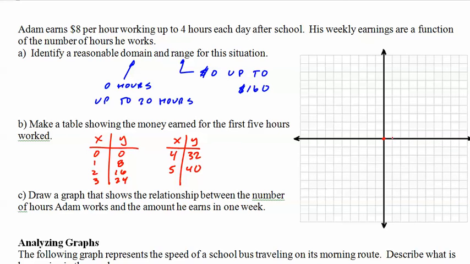0, 0. 1 is, I'm going to have to make these tick marks every 8. You know what? I want enough room to write, so I'll go every 2. 8, 16, 24, 32, 40. 1 hour, 2 hours, 3 hours, 4 hours, 5 hours. And if I had enough room, I would say about $160, which would be about 20 hours. So there it is. There's a graph.